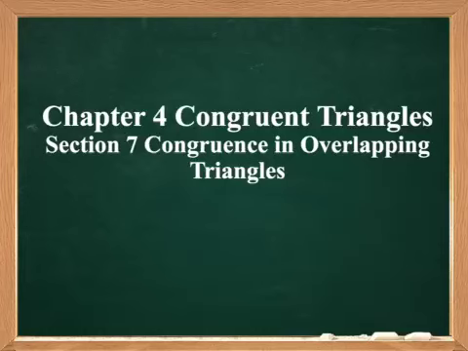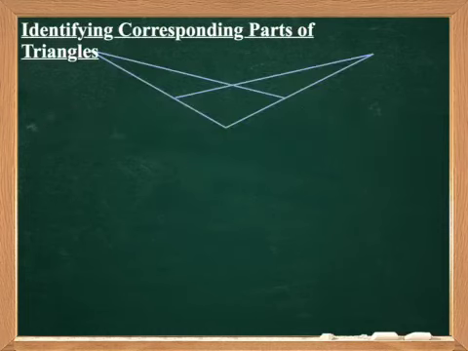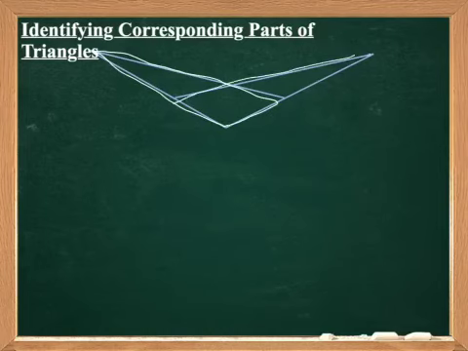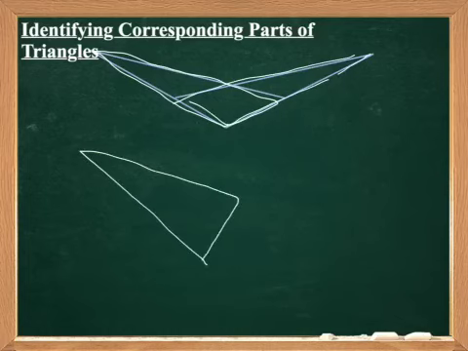Chapter 4, Section 7, Congruence in Overlapping Triangles. Identifying corresponding parts of triangles. So we need to look at this in a few different ways. We can look at it as the big overlapping triangles. So this triangle and this triangle. So we're looking at those.